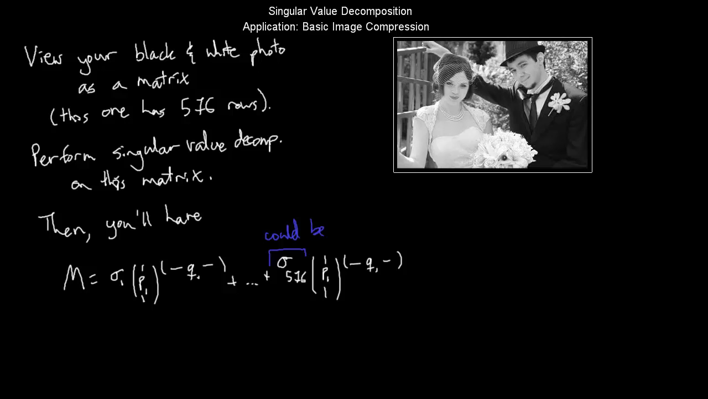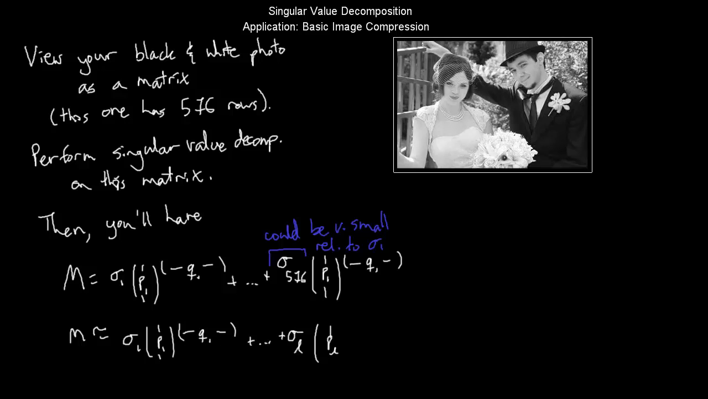So this sigma 576 could be extremely small relative to sigma 1. It could be basically a bunch of random noise, very small, useless data that I don't need to keep. So you can approximate M by chopping it off. Write M as just the first L terms of this, where L is some number between 1 and 576. If L is equal to 576, then you have exactly M. If L is less than that, you have an approximation of M.